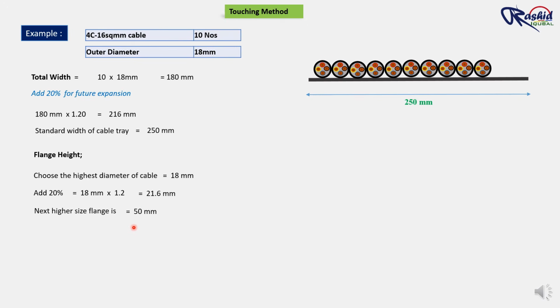So the next standard flange height will be 50 mm, because 21.6 mm is not a standard height. So we will go with 50 mm flange height. So finally, the cable tray selection will be 250 mm width by 50 mm height perforated cable tray. So this is the final selection of cable tray.